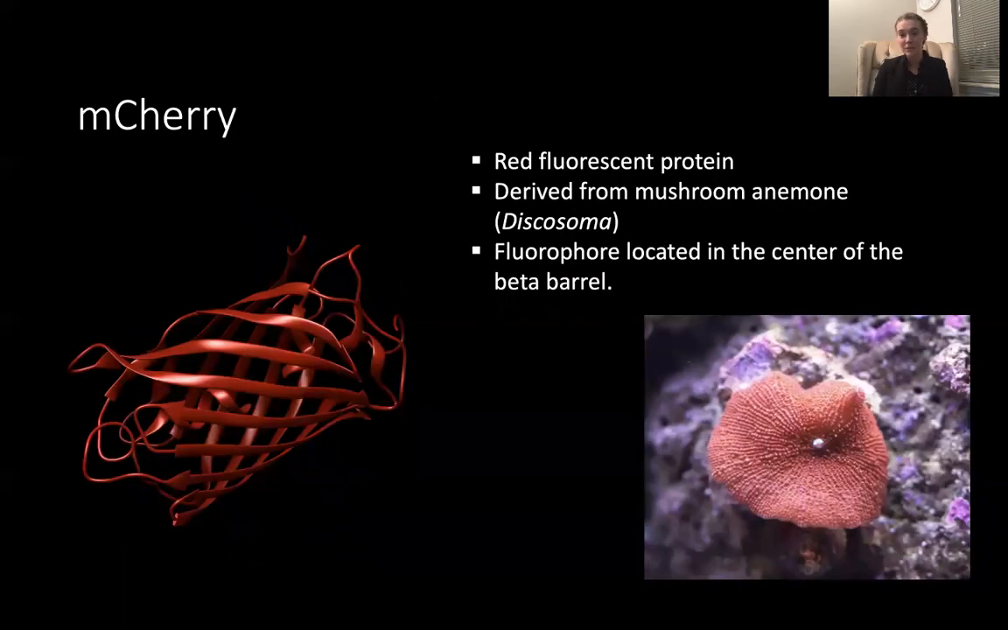The other protein that we worked with is called mCherry, which is a derivative of red fluorescent protein, and it comes from the mushroom anemone species Discosoma. Its fluorophore is also located in the center of the beta barrel that you see on the left-hand side of the screen.